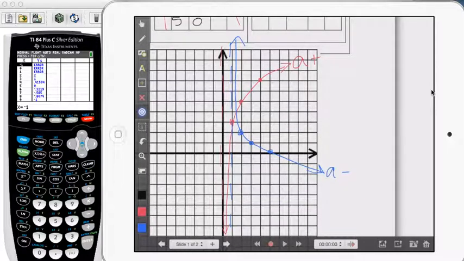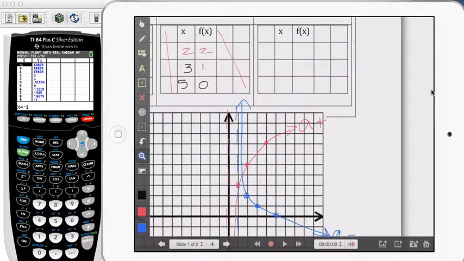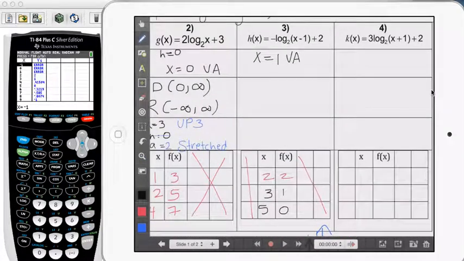The domain for the blue one, as you can see, is still from the asymptote all the way to the right, so the domain is not affected by this reflection, and the range is still from negative infinity to plus infinity. So let's go ahead and write that down. The domain and range are not affected. Domain from the asymptote to infinity, and the range will be from negative infinity to infinity. Now for the transformation, the a is negative, and that's going to show me a reflection.